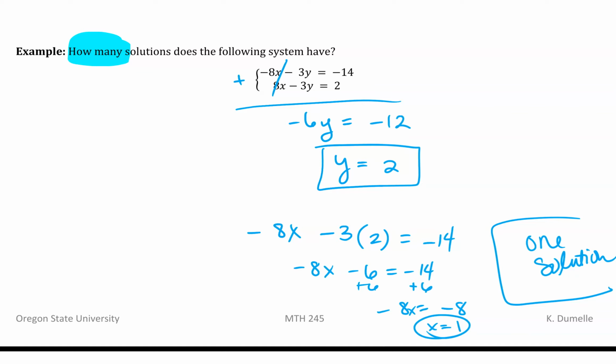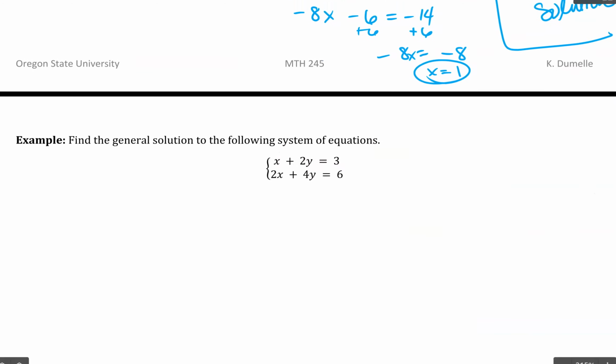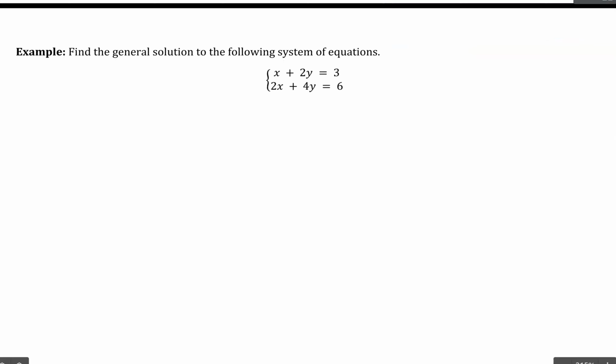Let's try one final example. This says find the general solution to the following system of equations. This is a little bit different. It tells us to find the general solution. So that actually implies that there are infinitely many solutions. How do we know when we get something that has infinitely many? What does it look like?